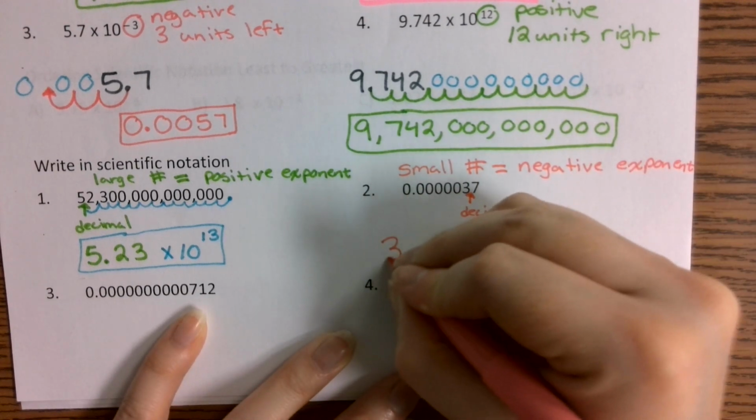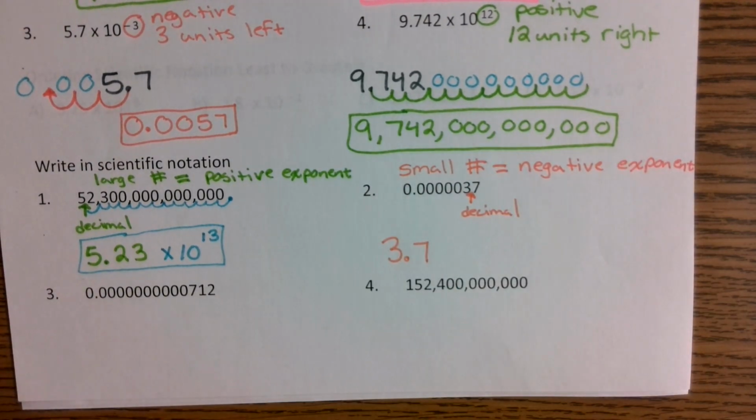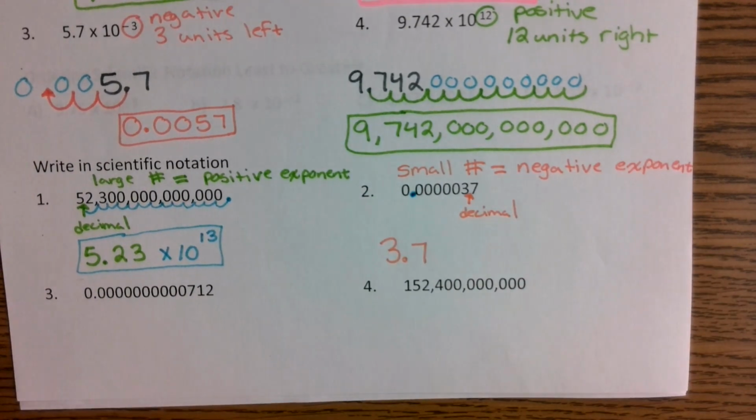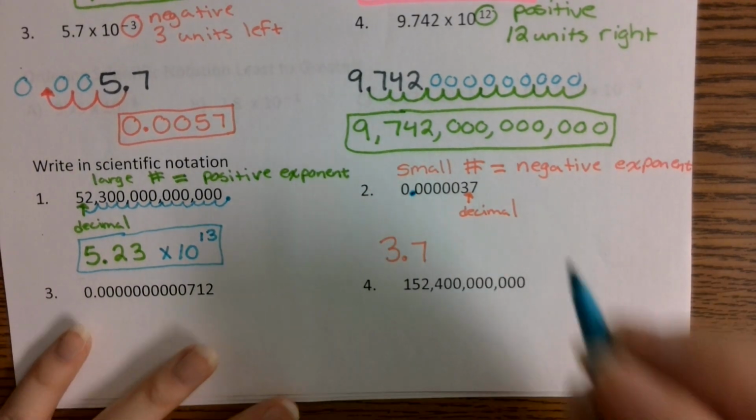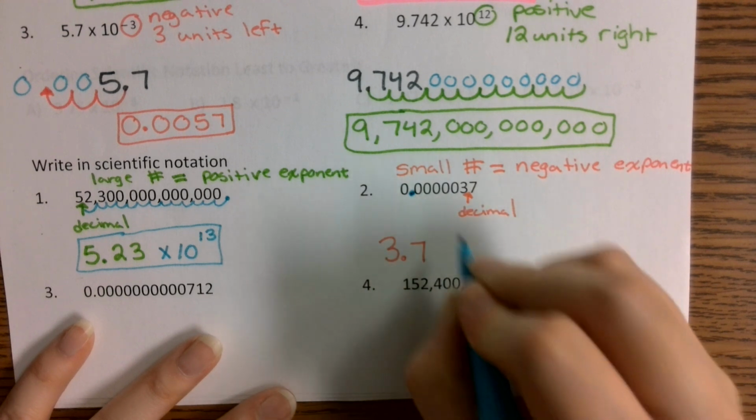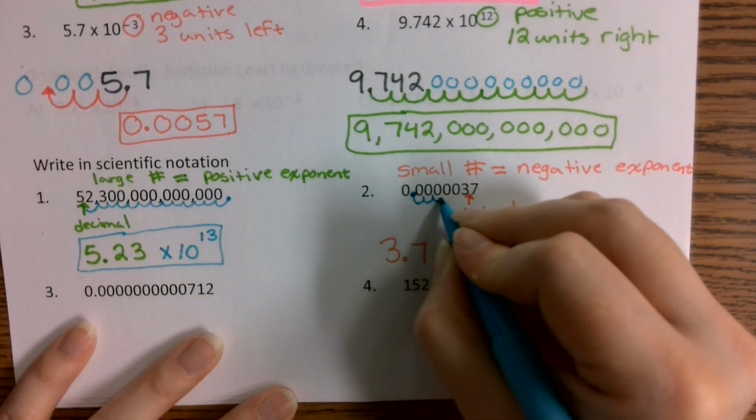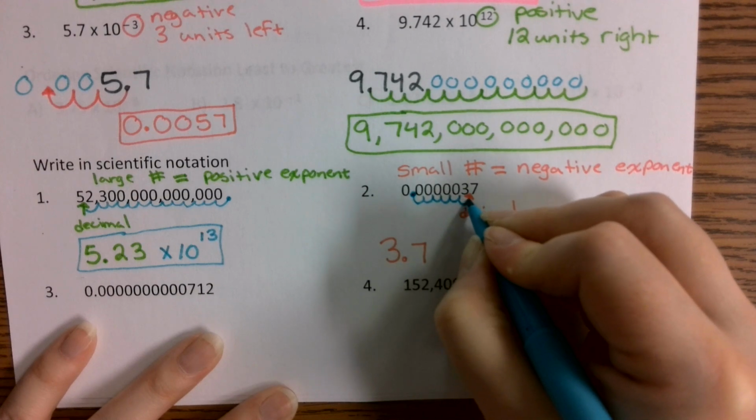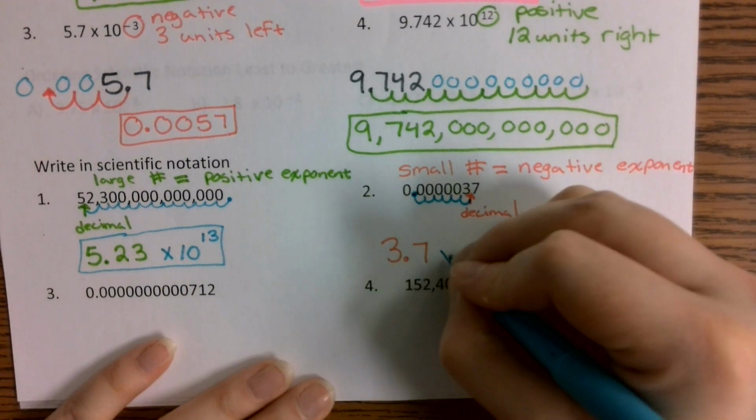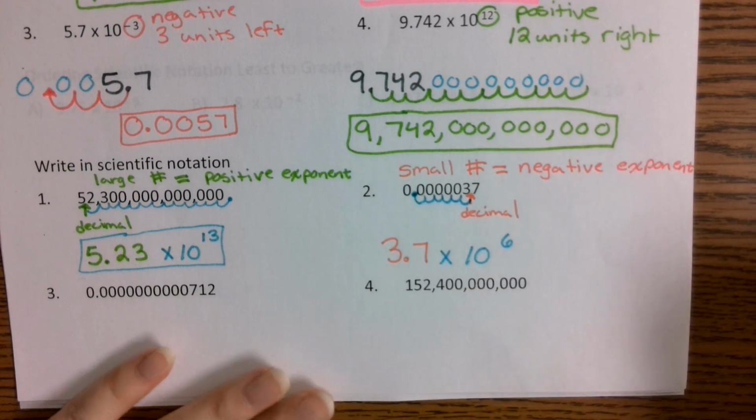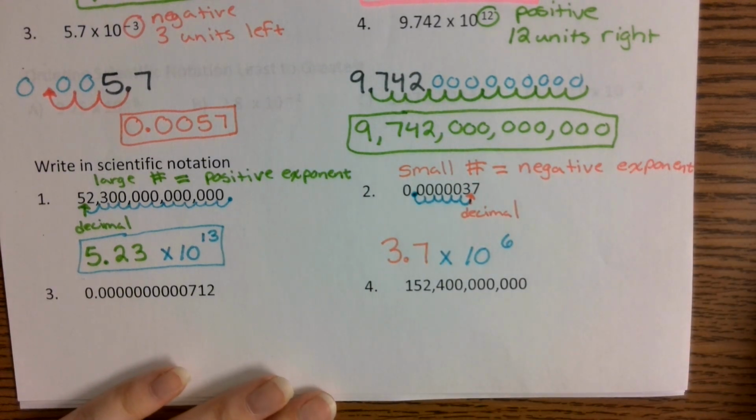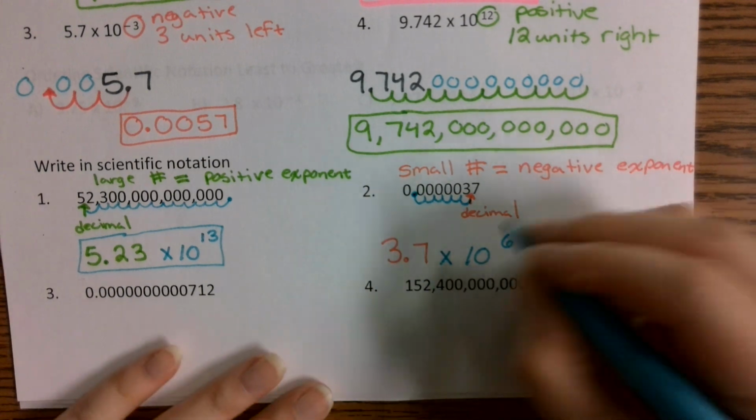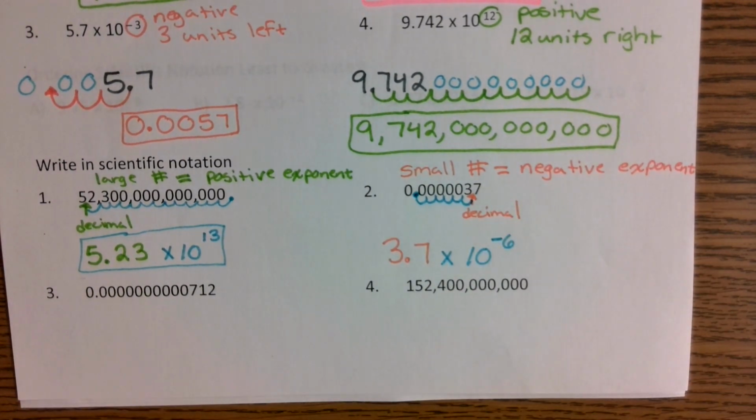So this is going to become 3.7. Now, originally, my decimal is located right here. So I need to count how much I move in order to get to my new placement. 1, 2, 3, 4, 5, 6 spots. So is it 10 to the 6th power? No. Why not? Because it should be negative. This was a small number. It should be a negative 6. Okay? Go ahead and do 3 and 4 on your own, please.